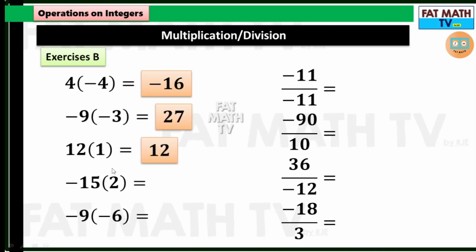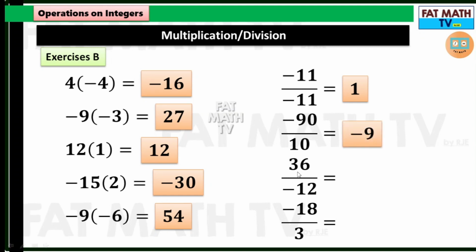12 times 1 is 12, negative 15 times 2 is negative 30. Negative 9 times negative 6 is positive 54. Negative 11 divided by negative 11 is positive 1. Negative 90 divided by 10 is negative 9. 36 divided by negative 12 is negative 3. And negative 18 divided by positive 3 is negative 6.